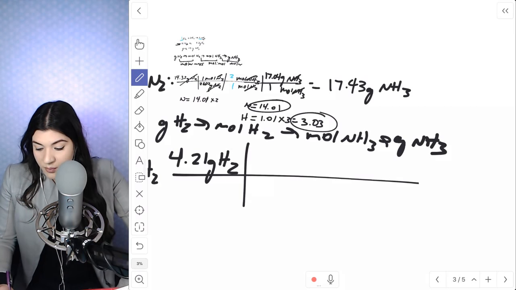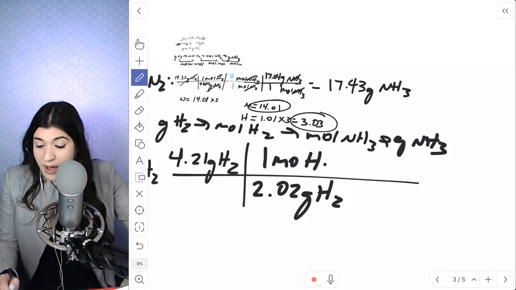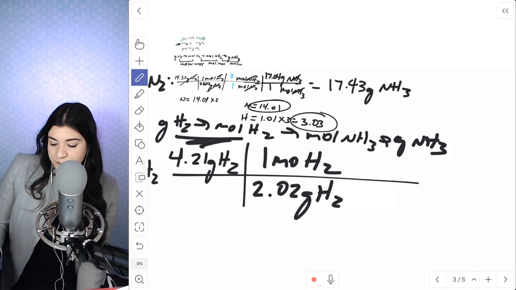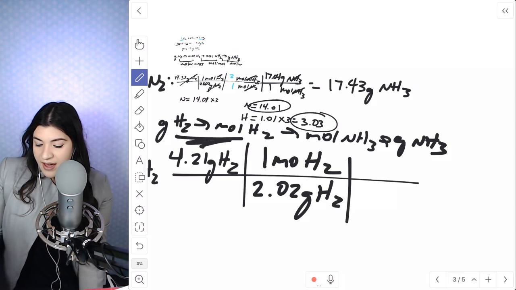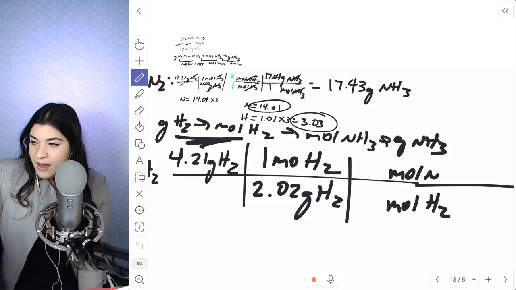I'll place that this is roughly 2.02 grams of H2. And then on top, this would be 1 mole of H2. This is just that molar mass of H2. And then keep going. This would be a mole to mole ratio going to moles of NH3.